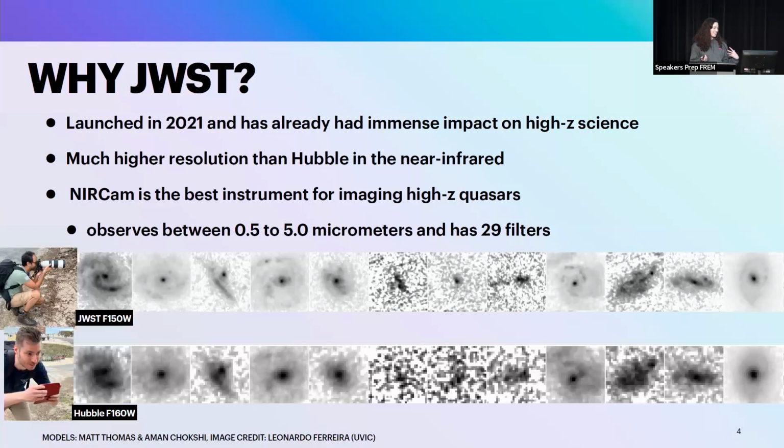And this reminded me when I was at Rottnest Island a couple days ago with Aman and Matt, who are seated over there. Just when I was looking at their images, comparing the iPhone camera to Aman's huge lens, just the kind of difference in resolution that we can get even from wildlife images. So I thought that was kind of analogous to the difference in JWST and Hubble images.